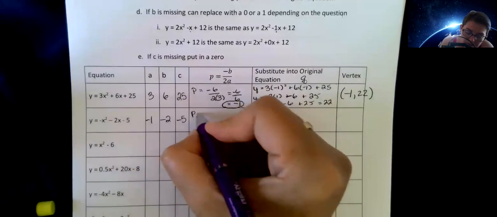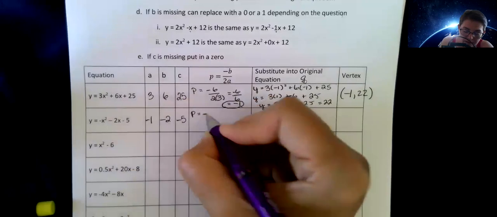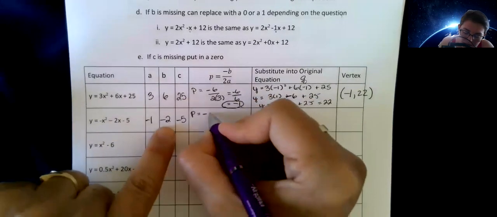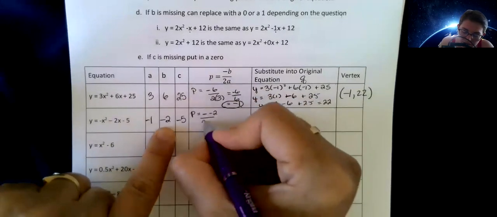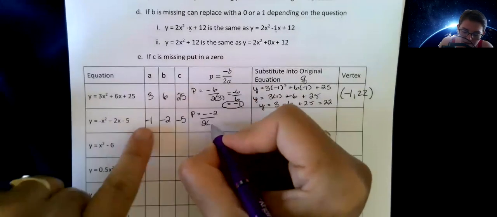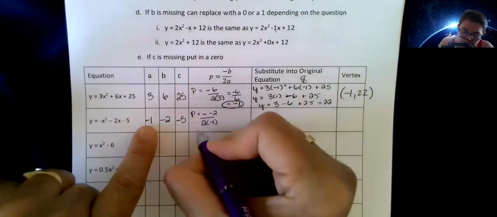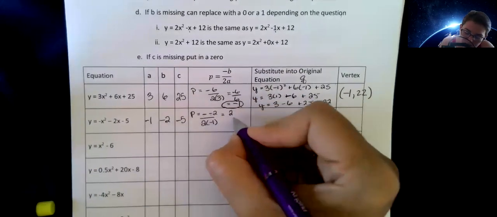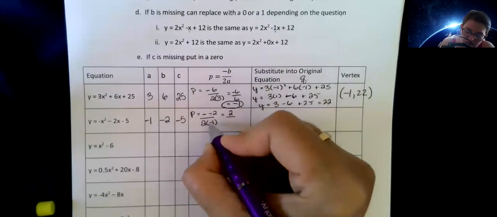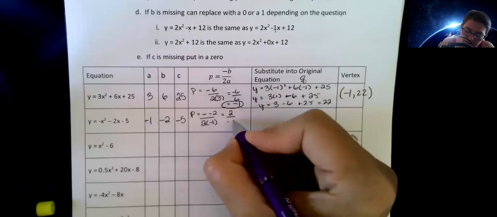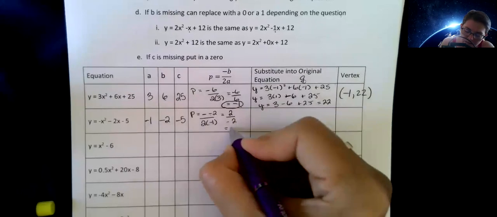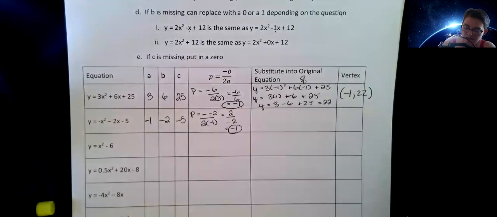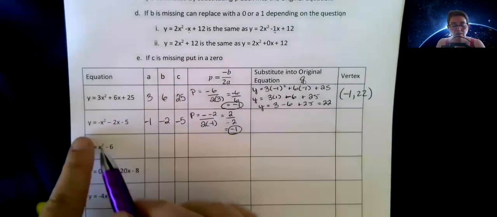So P is minus B over 2 times A, and A is minus 1. You have to be careful here. A negative 2 is going to be a positive 2. And down here, 2 times negative 1 is minus 2. And we get minus 1 as an answer. And then we take this and we plug it into that.